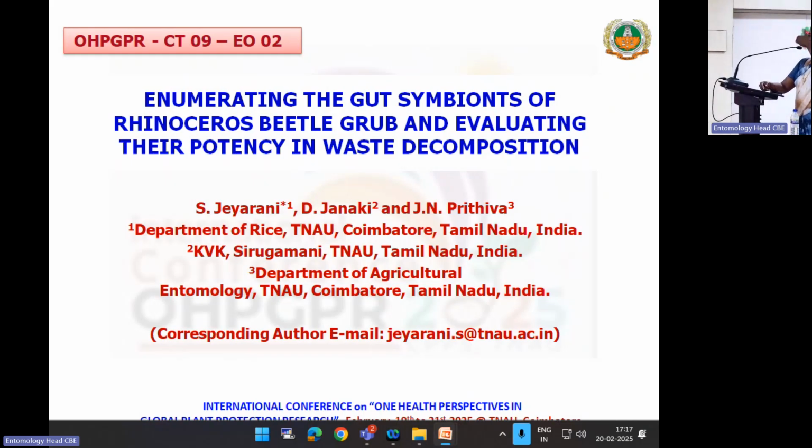We know the rhinoceros beetle feeds on the fronds, and it is able to digest the cellulose material which is present in the frond. So we would like to ensure whether the young stages of the rhinoceros beetle are harboring any symbionts that could have the ability to degrade these things. With that idea, we took this small study and collected the rhinoceros grub from two areas. One is from Coimbatore and another one from Kudumiyanmalai itself.